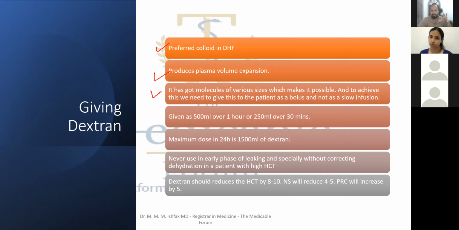We need to give the patient it as a bolus, not as a slow infusion just by a saline. It's given as 500 ml over 1 hour or 250 ml over 30 minutes, both the same.